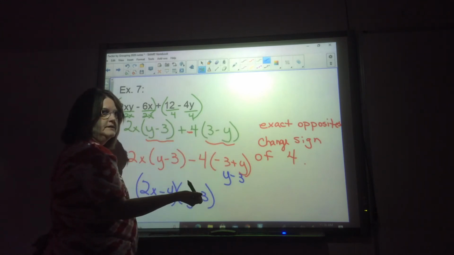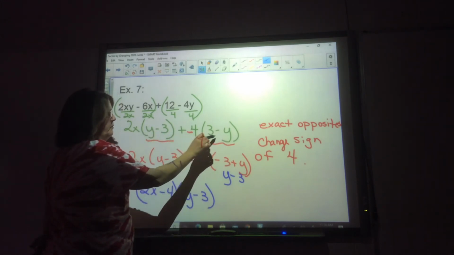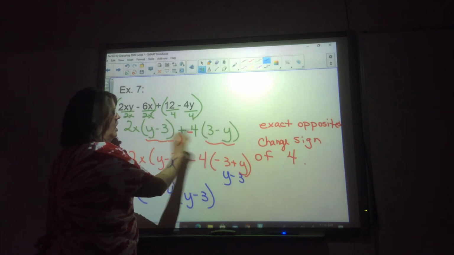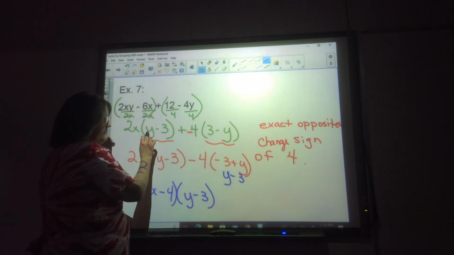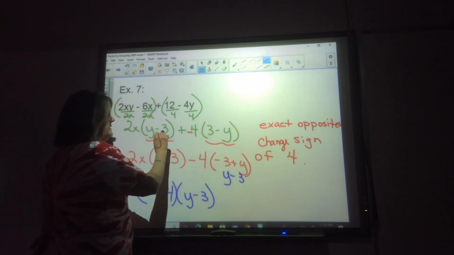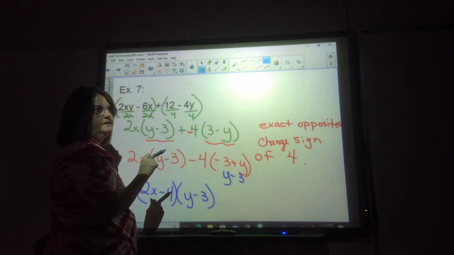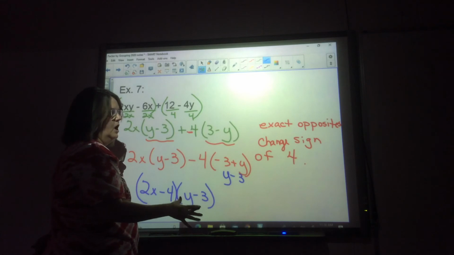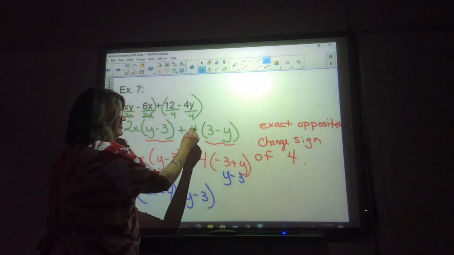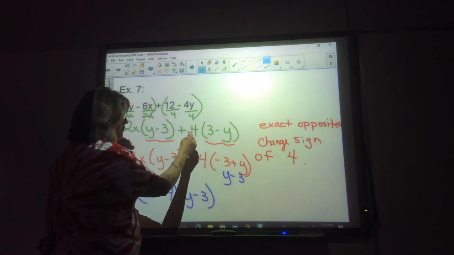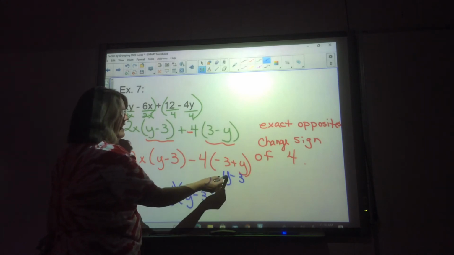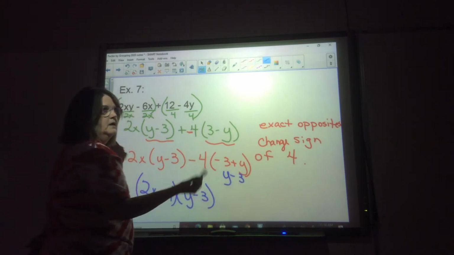I want you to notice that these two parentheses are exactly the opposite. This is positive y, that's negative y. This is negative 3, that's positive 3. So they are exactly opposite. When that happens, all I have to do is change the sign of the 4 from a positive 4 to a negative 4. And that allows me to turn these around.